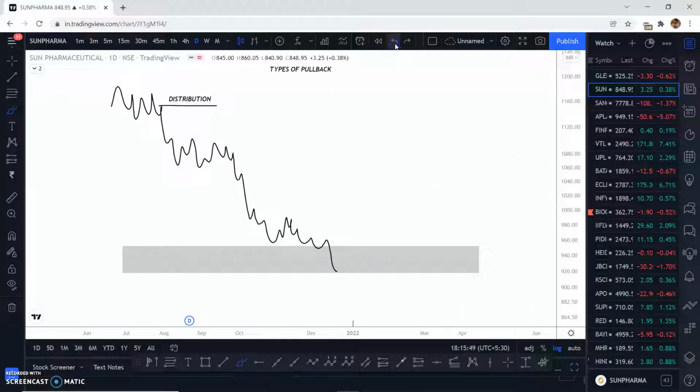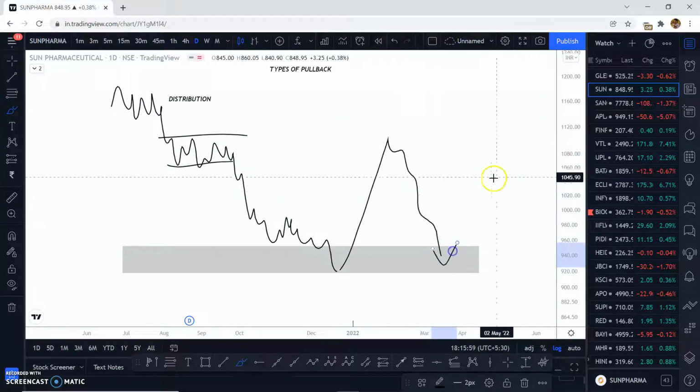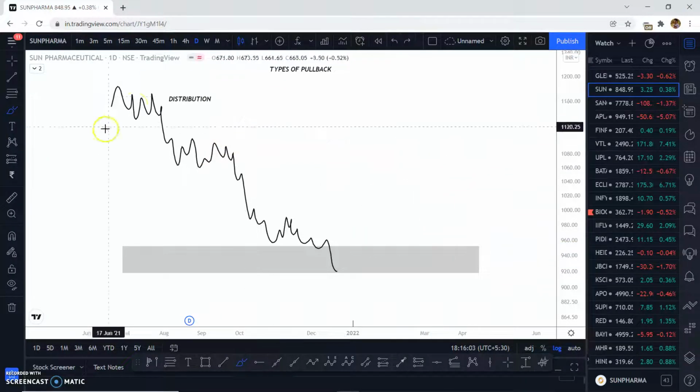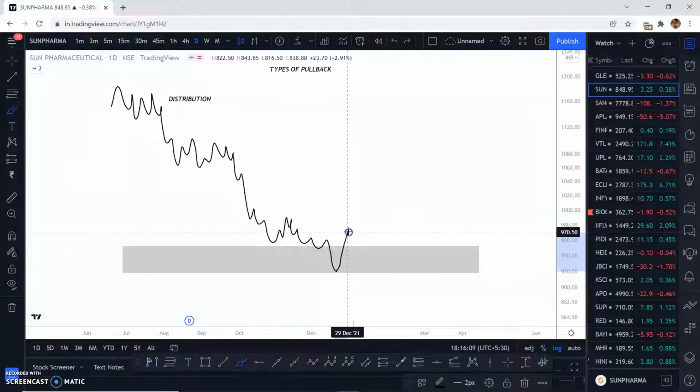It's a distribution. Distribution is nothing, just a base. Accumulation is nothing, just a base. Okay, so this becomes your supply zone, this whole area, and the price can reverse back from here at any point of time. So you need to understand this. All right, so this is one of the falls that we have to look for, because now what happens if the price touches this area, it won't simply break above.